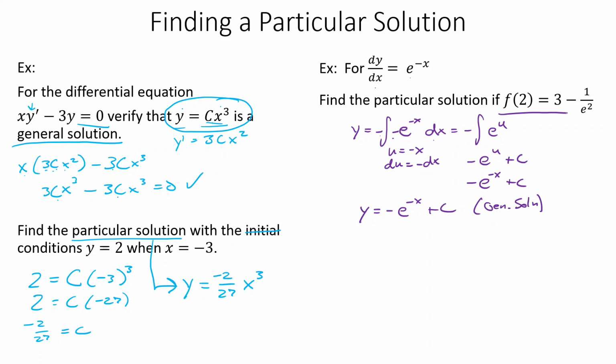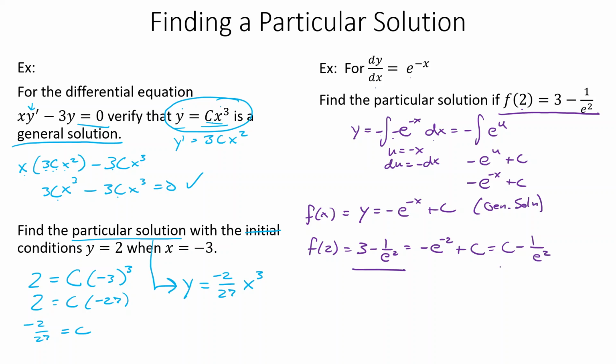Now we're given this bit of information here. I said y, we could have also just as easily said f of x. So now if we plug in 2 for x, we get this. So we should get f of 2 equals 3 minus 1 over e squared, which is negative e to the negative 2 plus c. All right, so just switching the order of the terms and bringing this down, this would be c minus 1 over e squared.